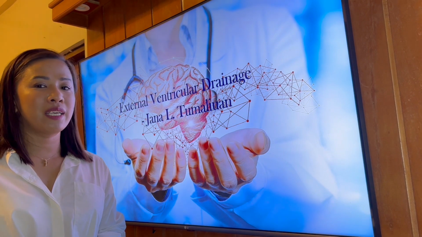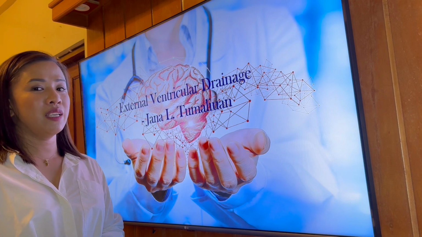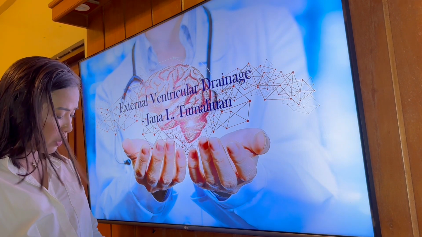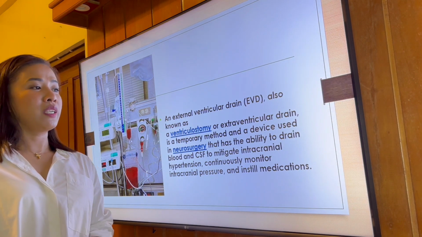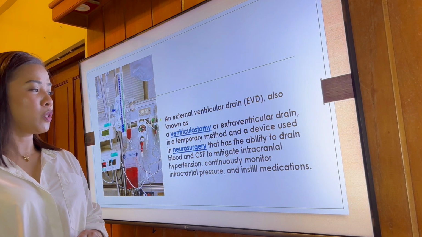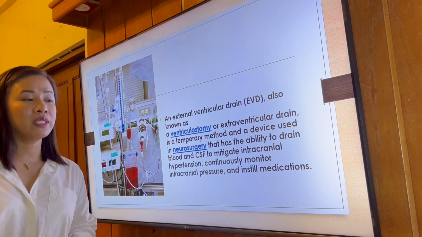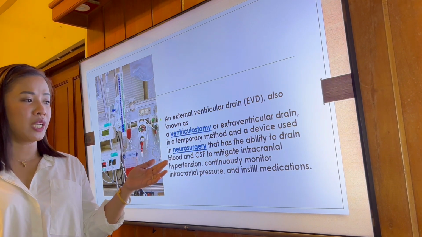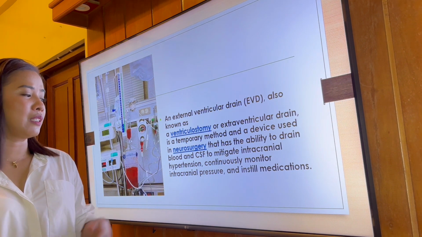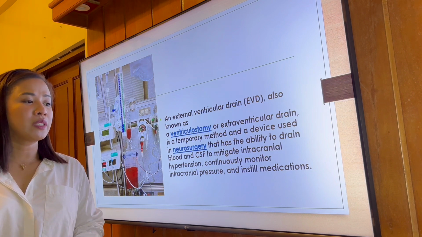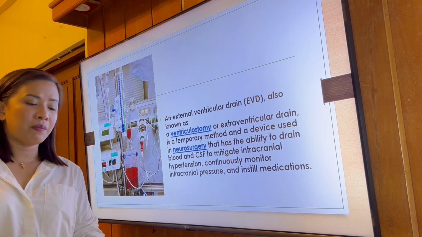So for today, I would like to discuss external ventricular drainage, or what we call EVD. So what is EVD? An external ventricular drain, also known as a ventriculostomy or extraventricular drain, is a temporary method and a device used in neurosurgery that has the ability to drain blood and CSF to mitigate intracranial hypertension, continuously monitor intracranial pressure, and instill medications.